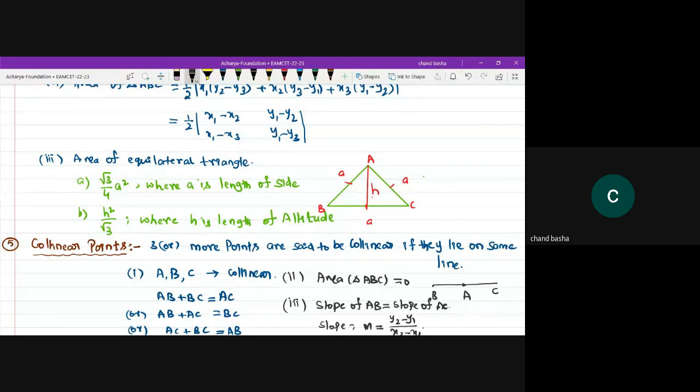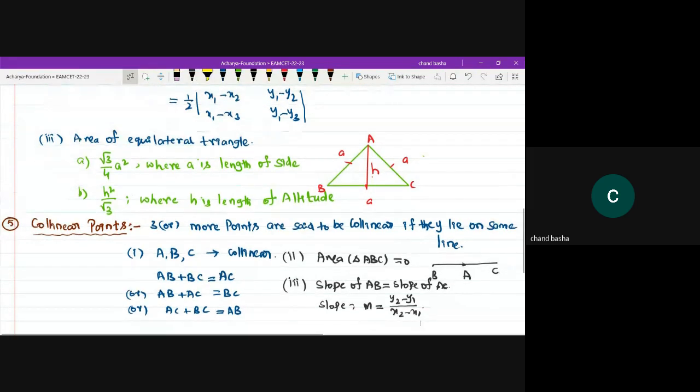After that, we'll go for the centers of the triangles. Still, we are in prerequisites, recalling the previous concepts. Let's make a note of the third point; this is important for us. Even this point is also important. The third one, the area of an equilateral triangle, and collinear points are also important for us.